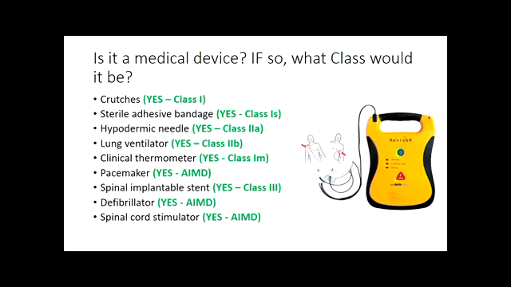Pacemaker is an active implantable medical device, but it actually gets treated as a class 3 device. It just means that an extra standard applies because it has a power source. Spinal implantable stents, so anything that goes into the central nervous system, is automatically going to be a class 3 medical device. Defibrillator is another active implantable medical device, and a spinal cord stimulator is another active implantable medical device. All right, so this would make a very good multiple choice question. So it's nice to be familiar with this.